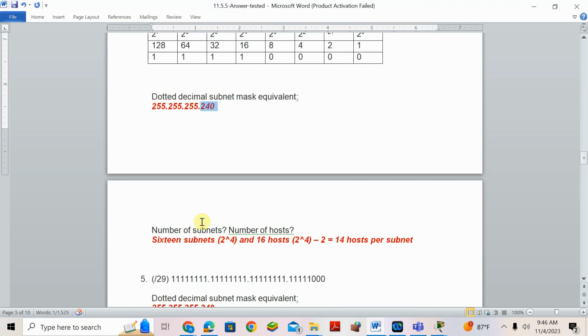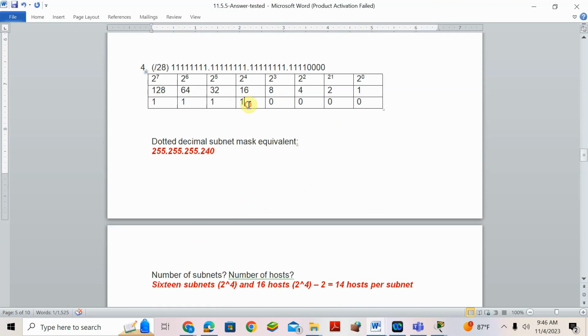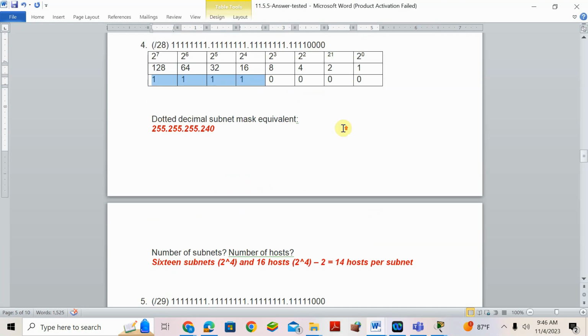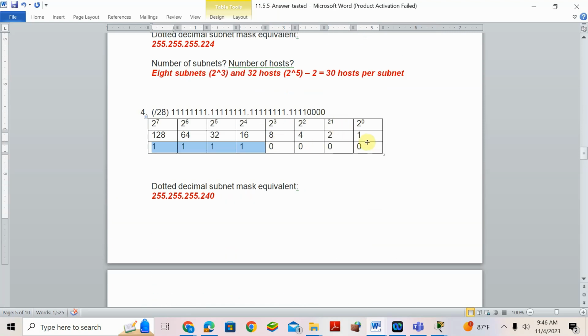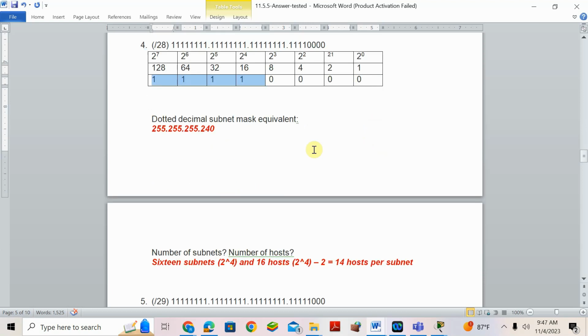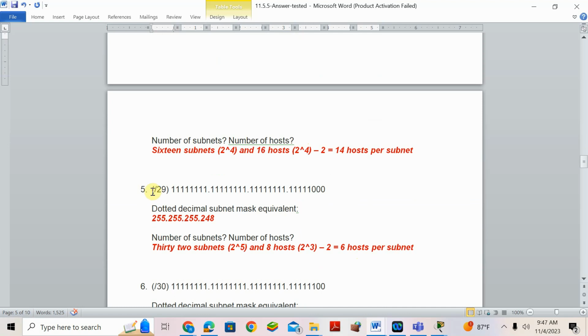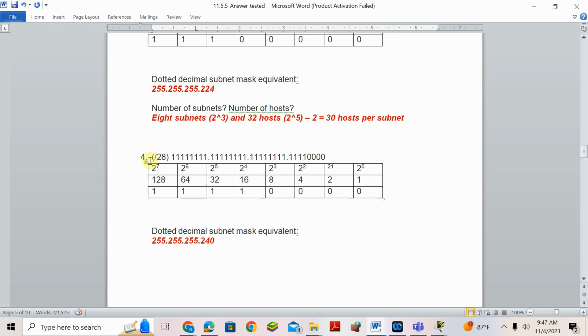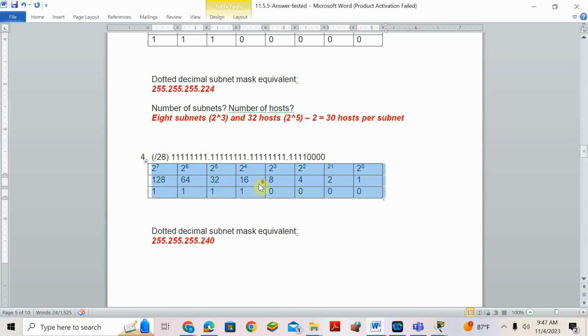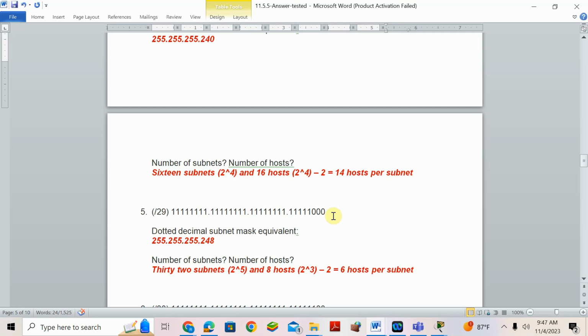Okay. What about the number of subnets? How many subnet bits have you borrowed from the host? 4. So 2 power 4, 16. What about the host addresses? 1, 2, 3, 4. So 2 power h, that is 2 power 4 minus 2, 14 hosts per subnet. 29. 29 means how many do I want to borrow? 5. Okay, 24 is already there.